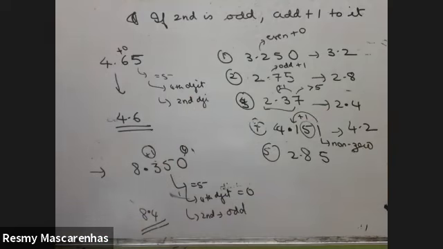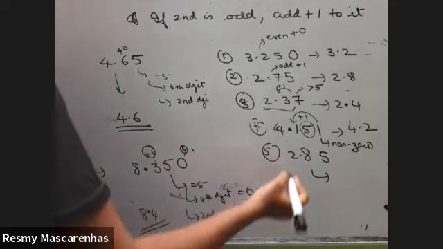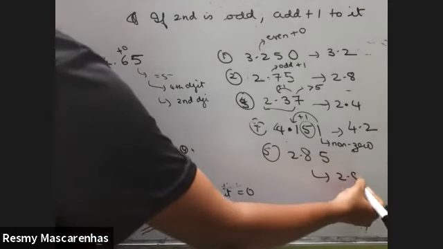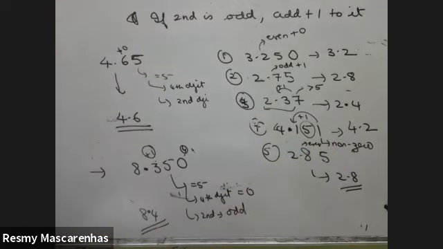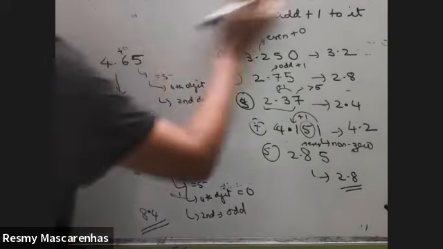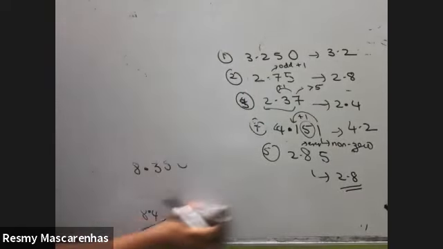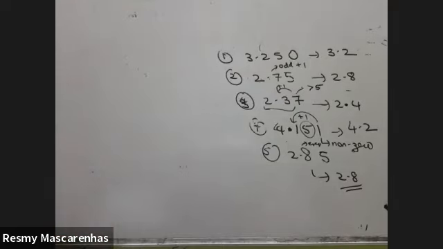The last one, 2.8. 2.8 because it's the even number. So this is how the rules work. Now, suppose we have to convert into 3 significant.